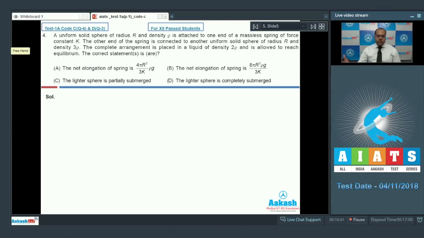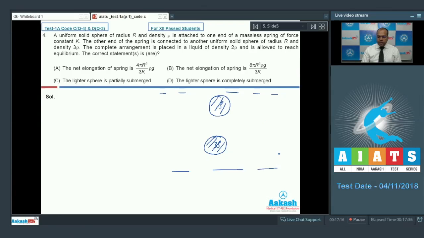First of all, if I analyze the situation, when both the spheres are allowed to reach equilibrium in the liquid and the density of one of the spheres is more compared to the other, then physically I can say that this is a sphere of density 3 rho. This is the other sphere of density rho. The radius of both the spheres is the same, that is r, and they are in a liquid of density 2 rho. Suppose I assume both the spheres are completely submerged in the liquid.